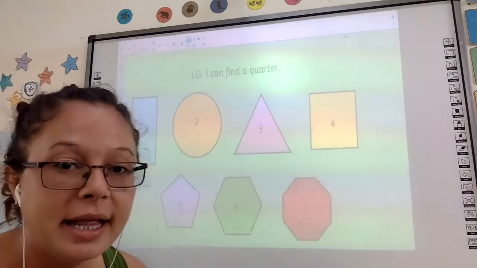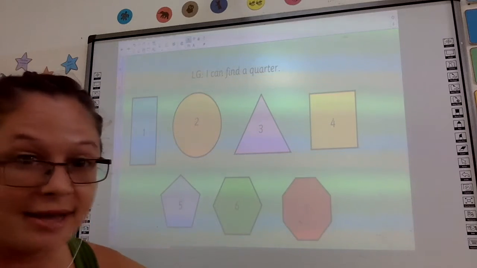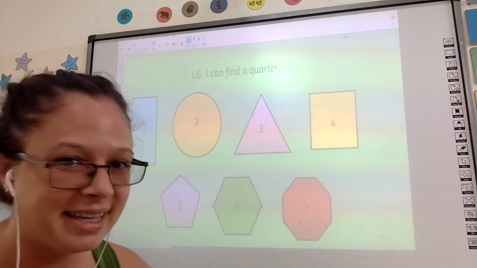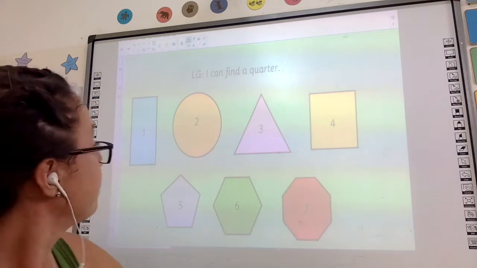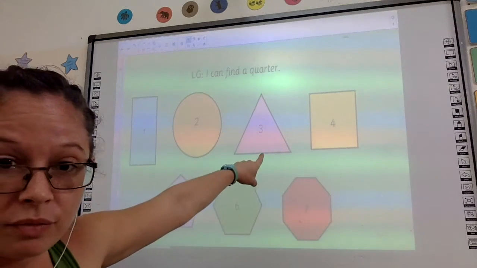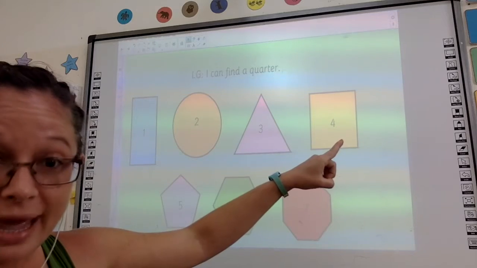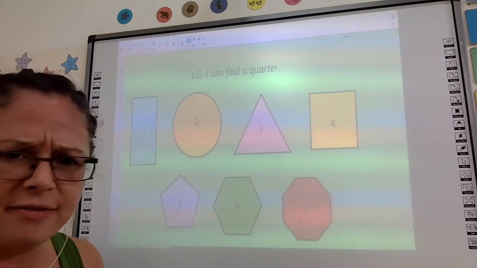All right, let's start with the top row. Shape 1 is a rectangle. Let's try shape 2. A circle. 3. A triangle. 4. A square. How about shape 5?